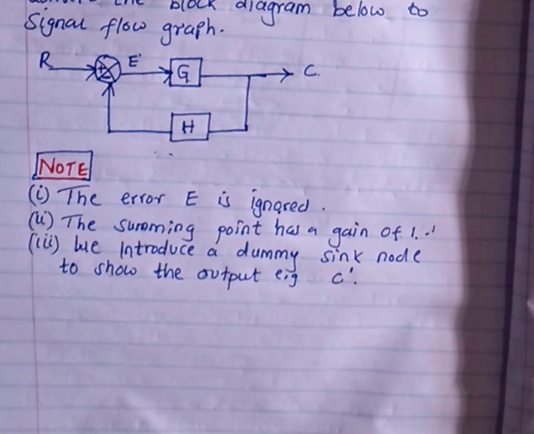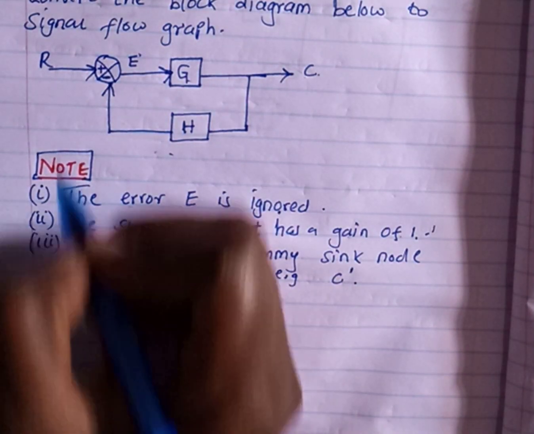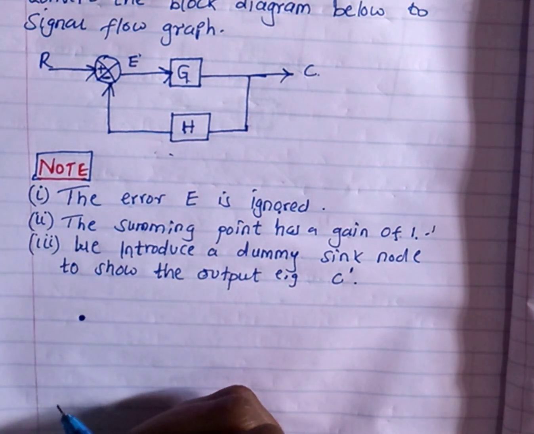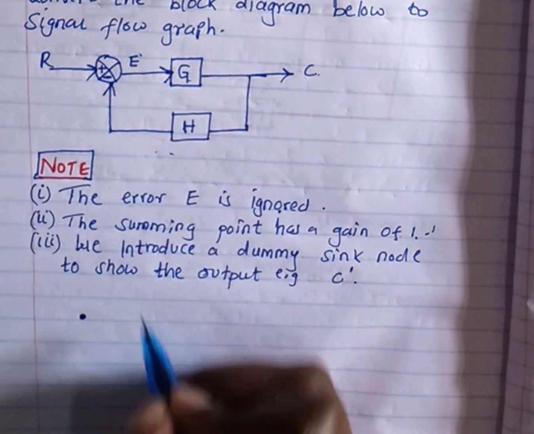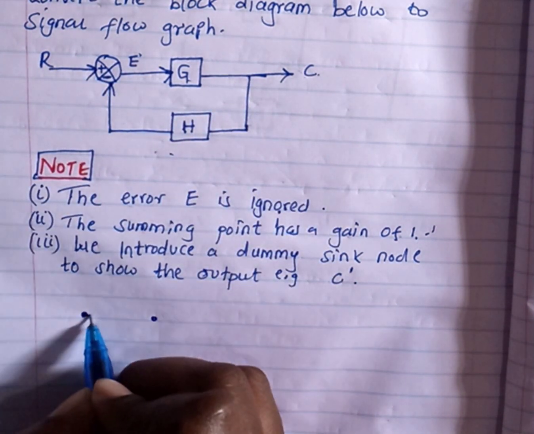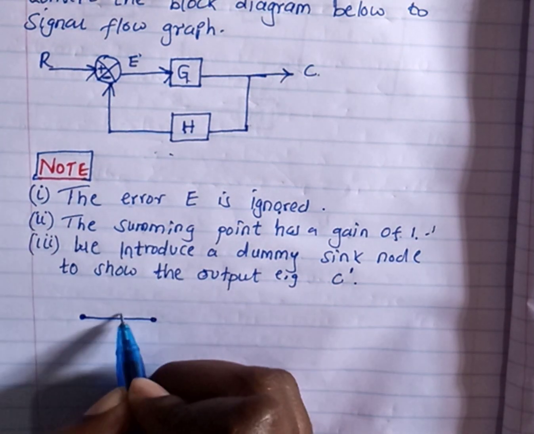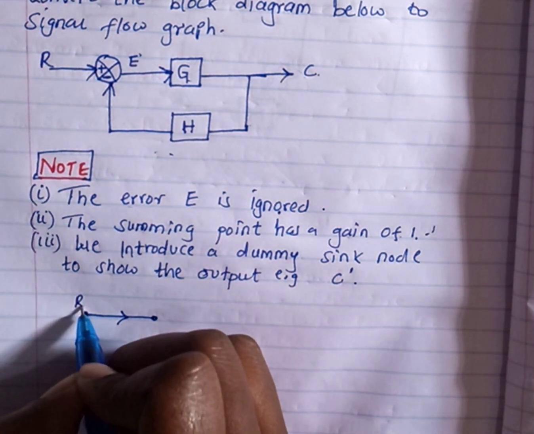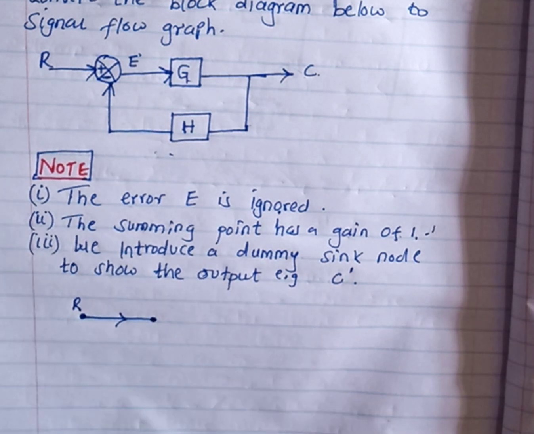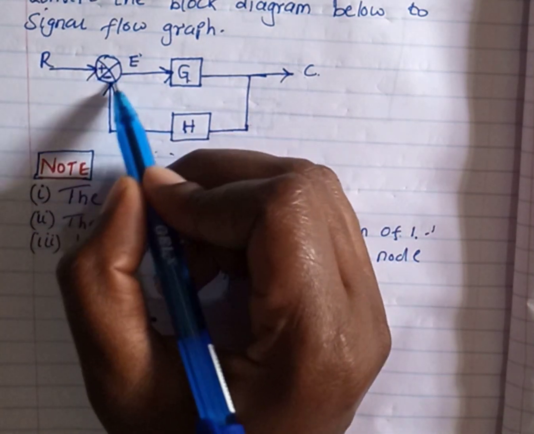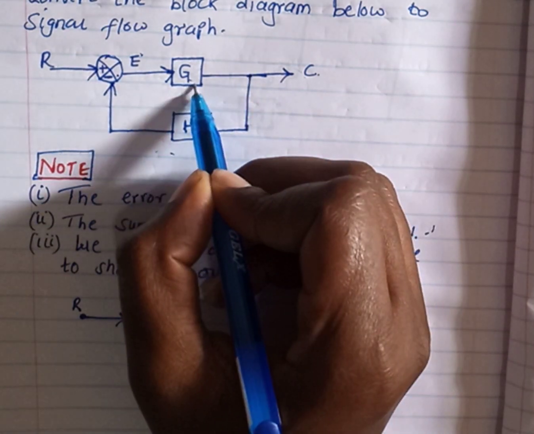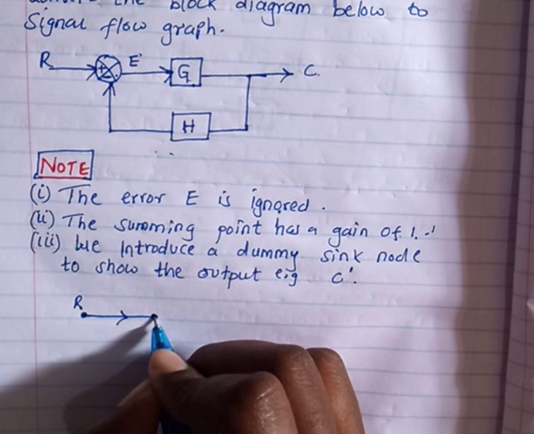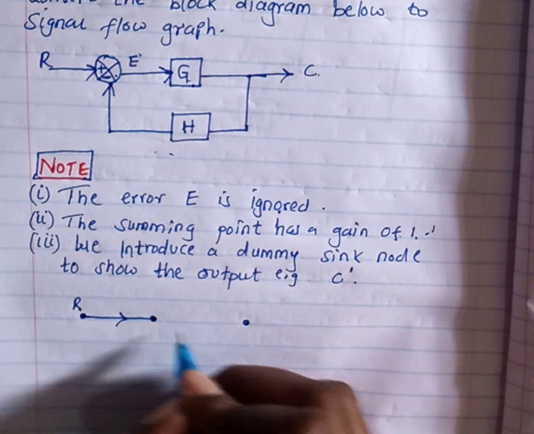The first thing, where I have this R, I just put a node like that. Then where I have the summing point, I put another node like this. Then I connect them with a straight line. I indicate the arrow. Then I'll have this as R, and then I'll have this one here. Then you find that between this summing point and this point, we have the gain block.